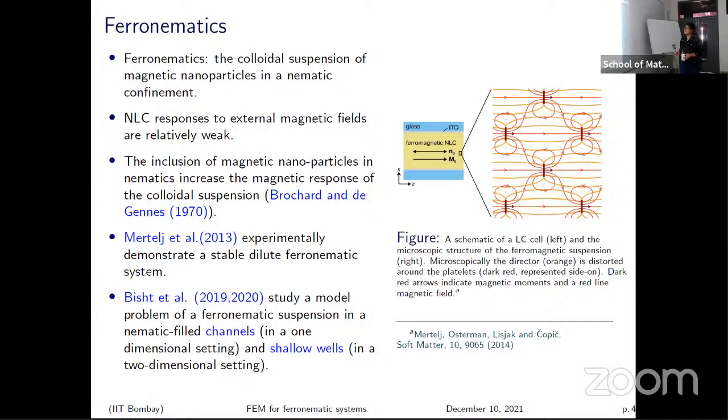This is a schematic of a liquid crystal cell where the nematic suspension is sandwiched between two glass plates. This gray part is the electrodes, indium tin oxide. This is the microscopic view of this suspension. Here, these are the magnetic platelets. This is the magnetic moment, and these red lines are the magnetic field. These orange lines represent the orientation of the nematic liquid crystal. You can see that the nematic liquid crystal molecules are reoriented near these magnetic platelets.